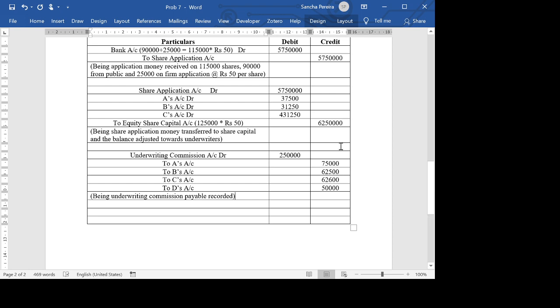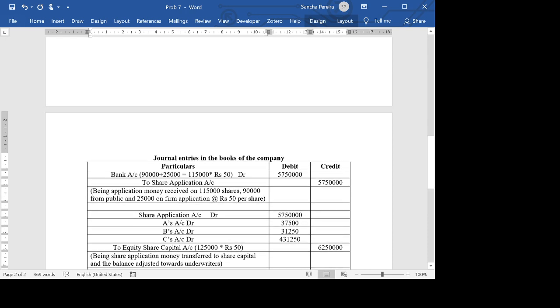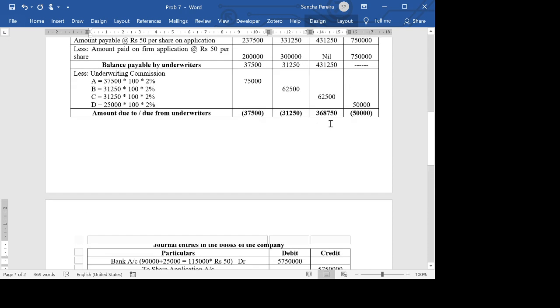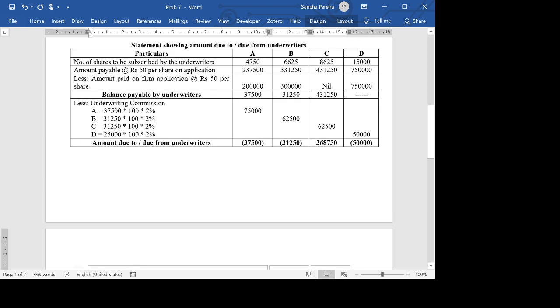So what we have done, we have seen that A owes this much and the company owes this much to A. Finally we see the last part, who has to pay whom. Either the company has to pay the underwriters or the underwriter has to pay the company. In case of A, B and D, the company has to pay the underwriters. That's why I put it in brackets. Whenever the company has to pay the underwriters, we put it in brackets.